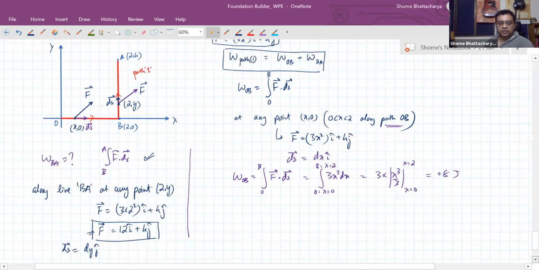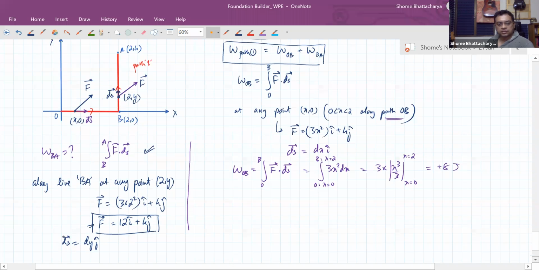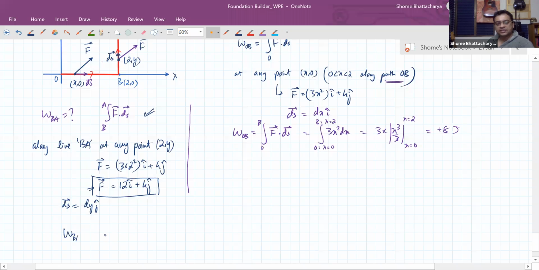Okay, so hope you worked this last part out now. So here, when we substitute this here, the work done from B to A, this integration of F dot ds, this time from the point B to the point A, how much will this come to? It's the dot product of these two.